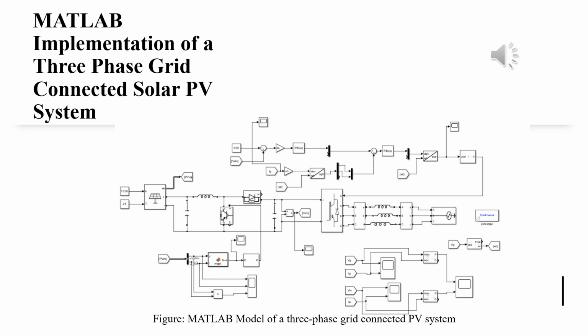The irradiation value for this model is 1000 watt per meter square. But if we reduce the value to 500 watt per meter square, this maximum power value significantly decreases and the change in grid side current is also noticed.